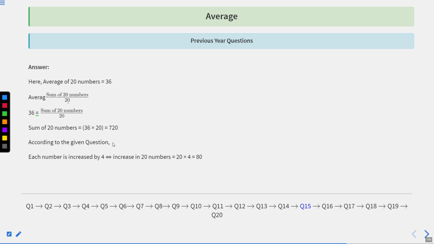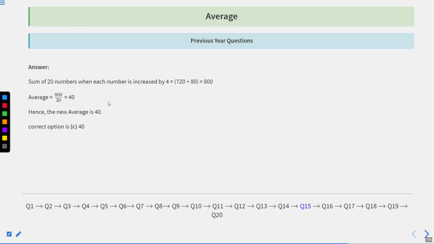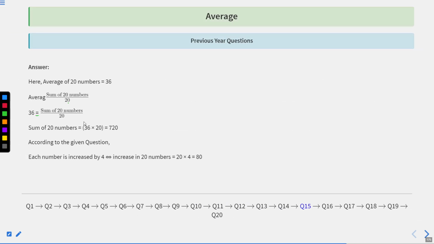According to the given question, each number is increased by 4, so the increase in the sum of 20 numbers is 20 into 4, equal to 80. So the sum of 20 numbers, when each number is increased by 4, will be 720 plus 80, which is equal to 800. The new average will be 800 upon 20, equal to 40. Hence the new average is 40. So the correct option here will be 40.